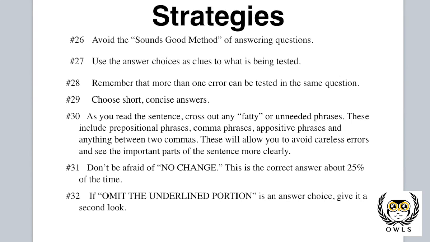These include prepositional phrases, comma phrases, so these are phrases that are in between two commas, appositive phrases, and anything else that comes between two commas. Basically, this allows you to focus and avoid careless errors because the ACT will try to separate verbs and the nouns they're connected to as much as possible. They will also try to separate nouns and the phrases that modify them as much as possible. This creates uncertainty, and it allows the ACT to use tricky ways to assess very simple ideas.